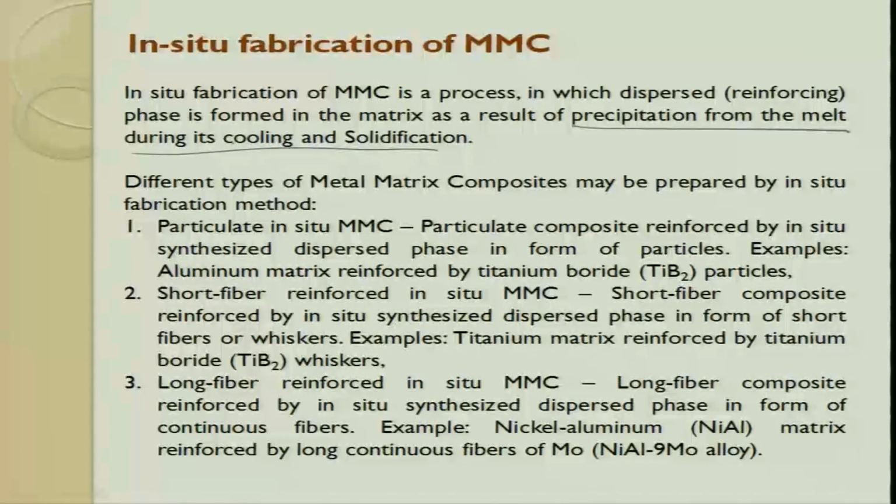There are different types of metal matrix composite prepared by in situ: particulate in situ MMC, short fiber reinforced in situ MMC, and long fiber reinforced MMC. Particulate can be alumina, SiC, TiCN, TiB2, TiN, whatever you take. In particulate composite reinforcement, by in situ synthesis the dispersed phase is in the form of particles. For short fibers, it is the same; you can have TiB2 whiskers dispersed in titanium alloy, aluminum alloy, whatever it is.